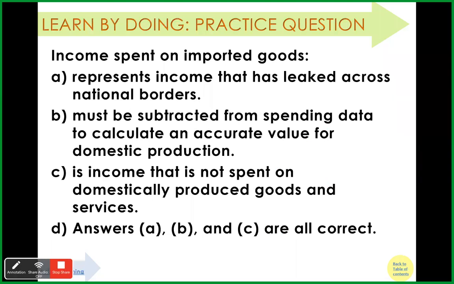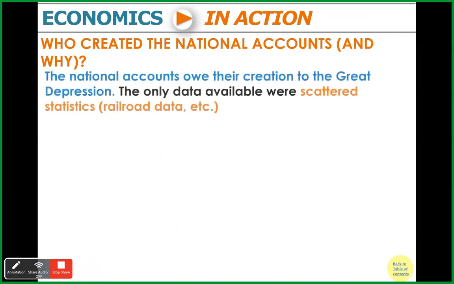Okay. B is also correct, right? So that's how you calculate net export. C certainly is correct. So A, B, and C, right? Okay.